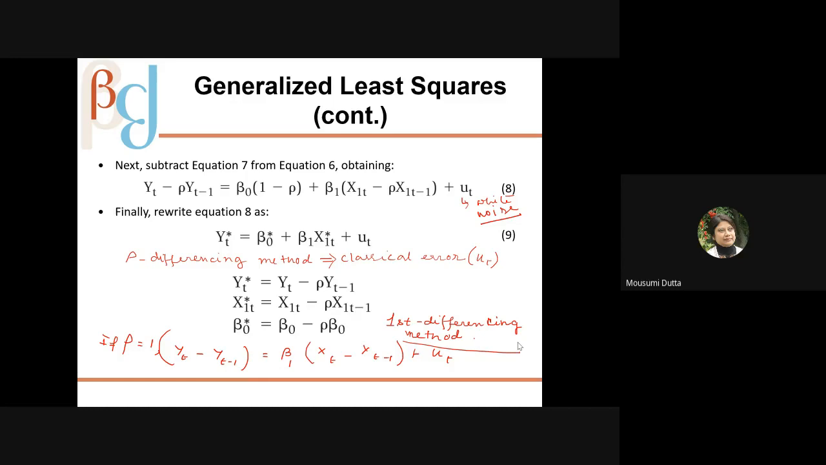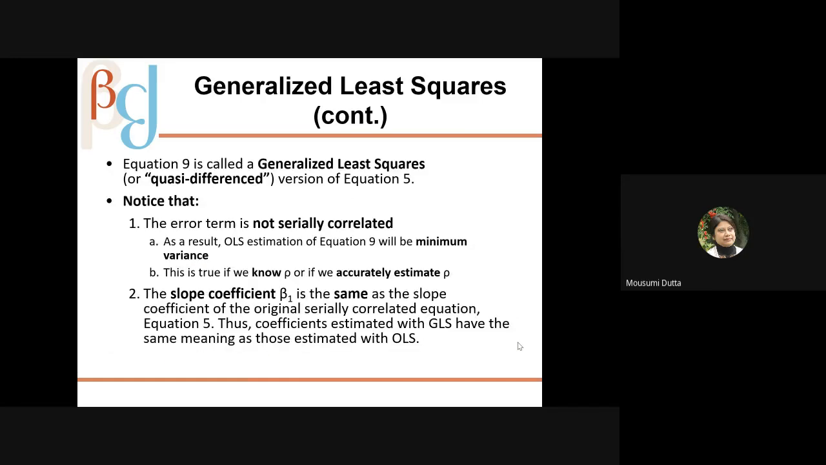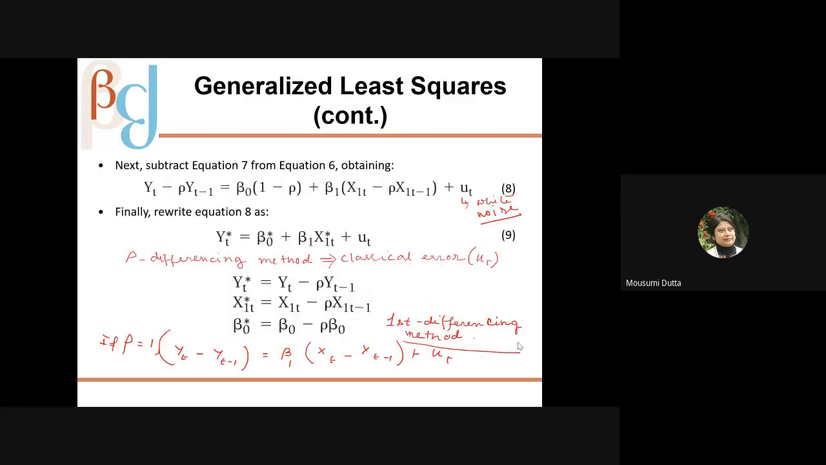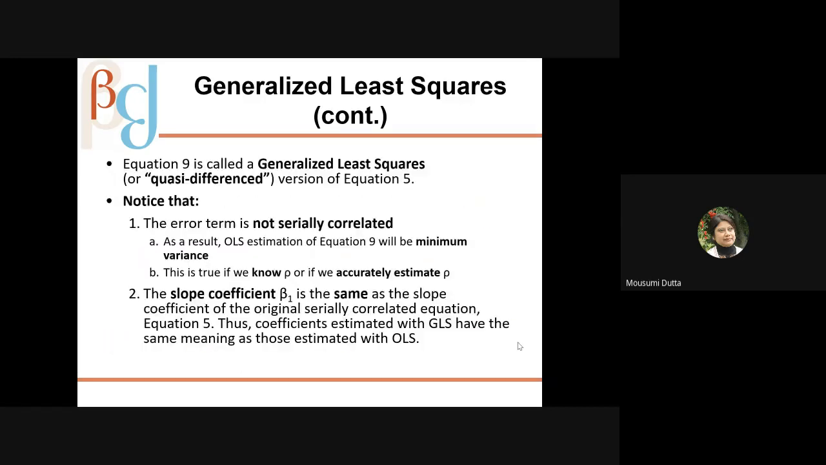So the interpretation of beta 1 hat, beta 2 hat, if there are more than one explanatory variables, will remain unchanged for the original model and the transformed model. Any question? Any question on the method, on the conclusion, etc.?